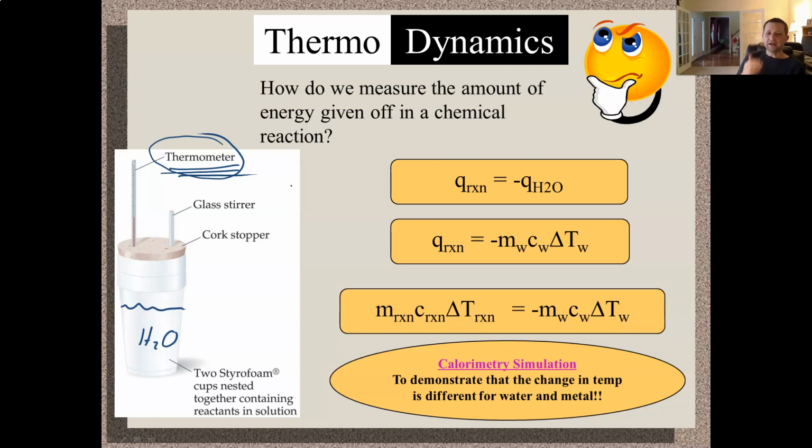We have Q reaction, that's what rxn stands for. Q reaction equals negative Q water. And what I mean by that is, say you took a hot piece of metal and dropped it in here, and I'll show you that in a demonstration in a second. You take a hot piece of metal and drop it in, well, the temperature of the metal is going to decrease, all right? So the temperature of the metal is going to go down. What's the temperature of the water going to do? Well, that's going to go up, right?